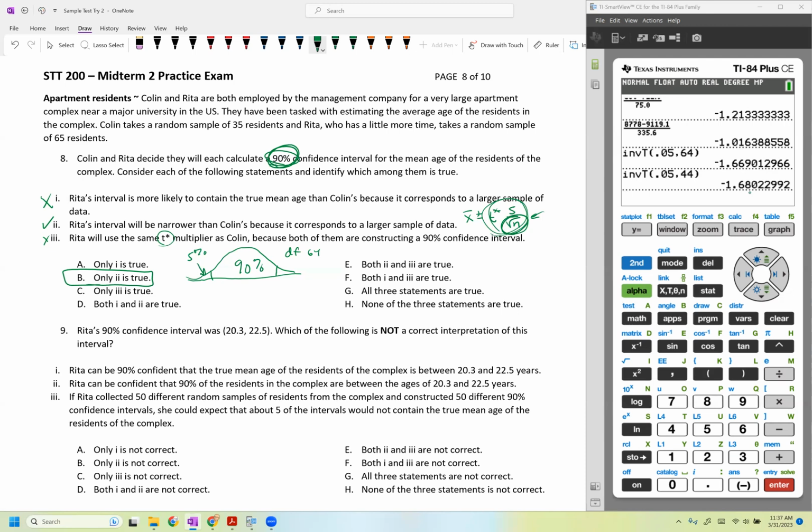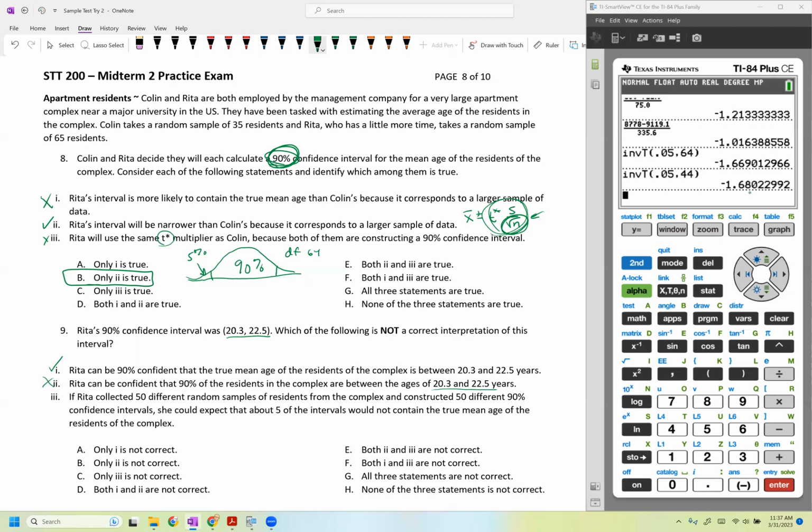All right, question number 9. Rita's 90% confidence interval was that. Which of the following is not a correct interpretation of the interval? Now remember, the idea is the interval captures the true mean age for everyone at the complex. So Rita can be 90% confident that the true mean age of the residents of the complex is in there. That looks like a true statement. That's a winner. Rita can be confident that the residents are between these two ages. That is an incorrect statement.